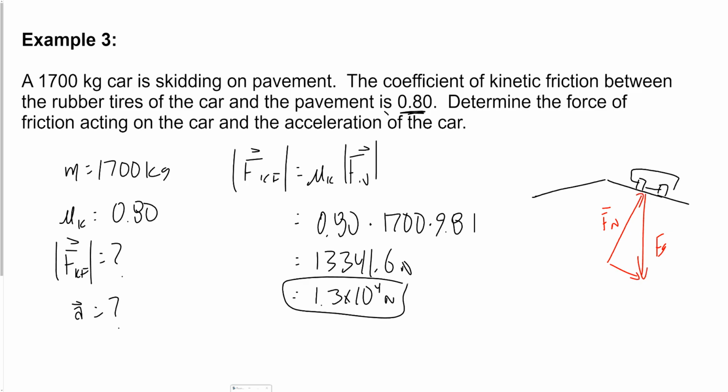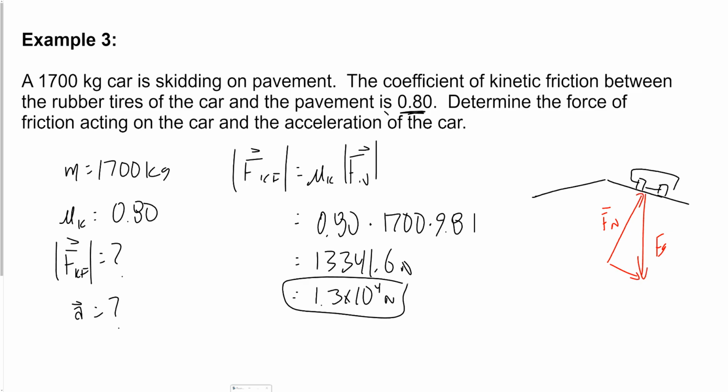So it says, what's the force of friction? Well, the magnitude of the force of friction is 1.3 times 10 to the 4. The actual force of friction would be 1.3 times 10 to the 4 backwards, right? Car's going forward, friction is going to act backwards. So technically, negative 1.3 times 10 to the 4. Make sense?